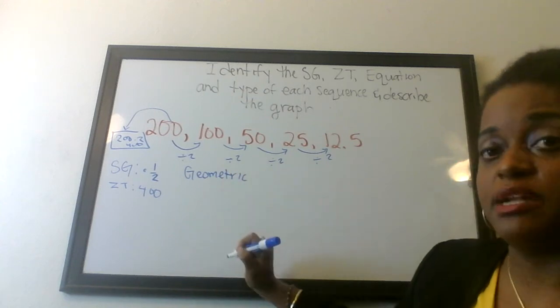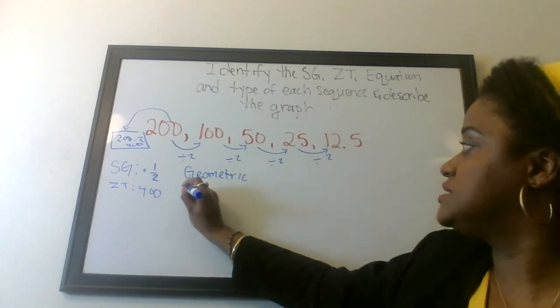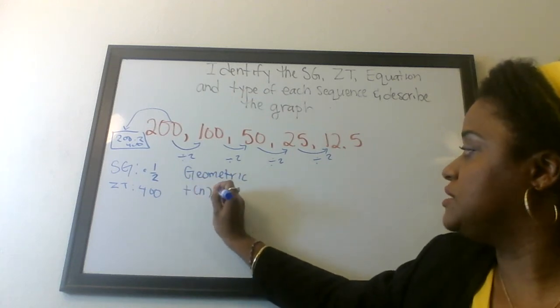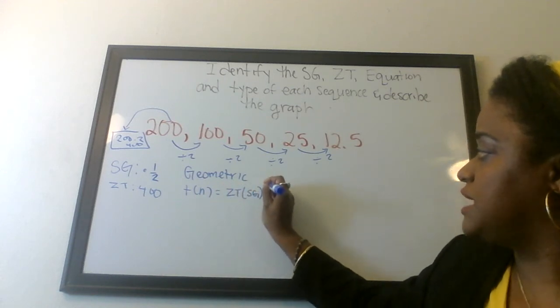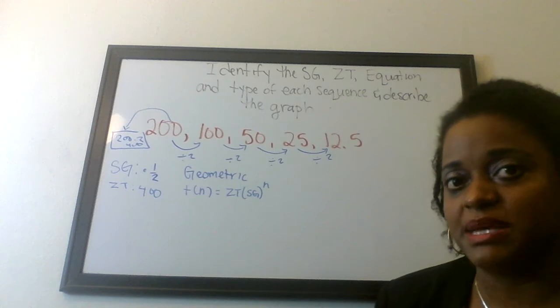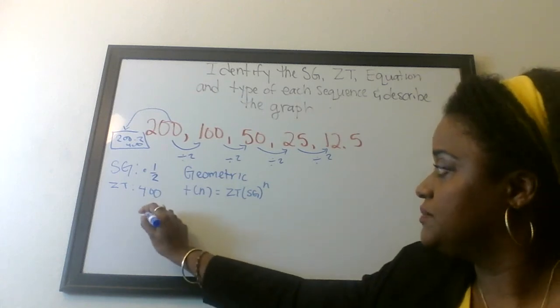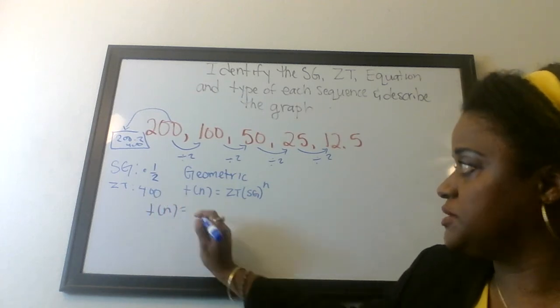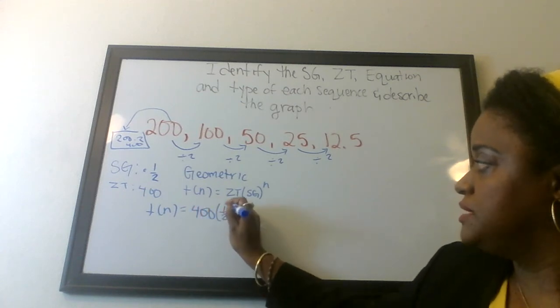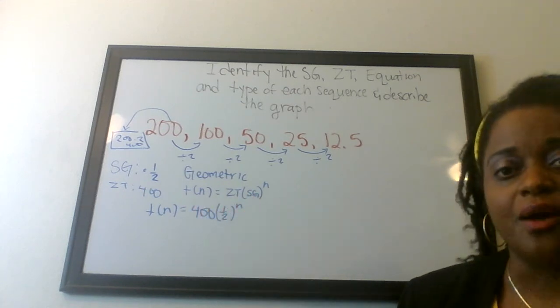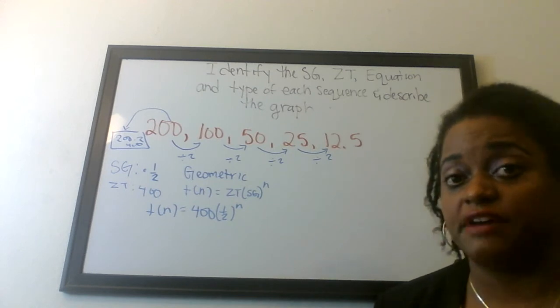And since it's geometric, the equation will be written like this. T of n equals the zero term times the sequence generator to the n power. Okay? So let's make the equation. We'll do T of n equals our zero term, which is 400, times 1/2 to the n power. All right? And that is good enough for me.